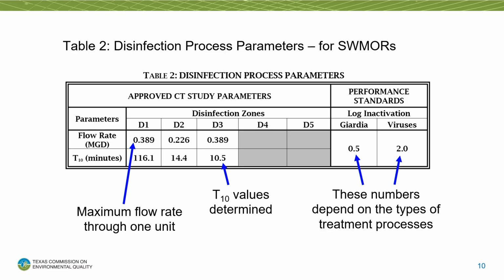Okay, so the second table that you'll receive in your CT letter is called disinfection process parameters, and this is actually going to go into your surface water monthly operating report. So this table is very important. It gives you the flow rate through each disinfection zone, and then the contact time, so that's T10 down here, for your treatment plant. And then the two numbers at the end, where it says performance standards log inactivation, that's the crux of a CT study.